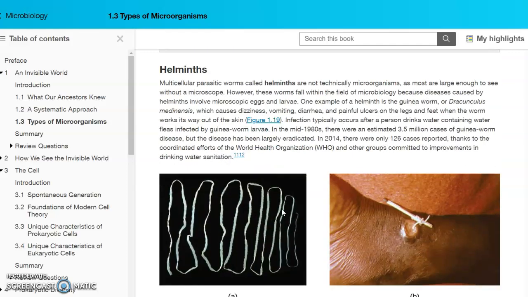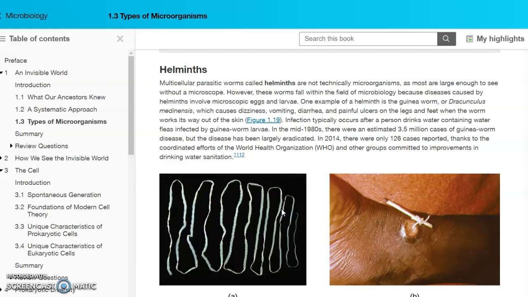Then we get to our parasitic worms, or our helminths. Parasitic worms are typically macroscopic. We can see these with the naked eye, but the diseases that are caused by these parasitic worms involve the egg stage or the larval stage, which are microscopic. So we group them into microbiology.